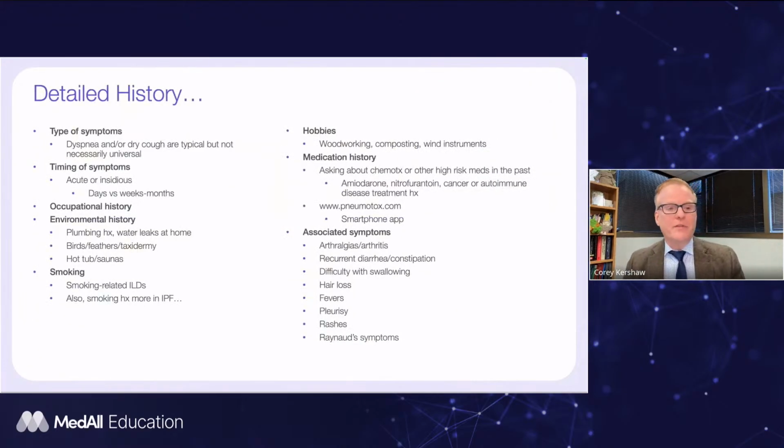When we see a patient for the first time, the most important thing that we do is take a detailed history. We can very often determine the type of ILD the patient has just from taking the story. So these are the things that we have to ask our patients at that first visit. Describe their symptoms. Do they have shortness of breath or cough? Dry cough is typical, but not universal. We have plenty of patients that have productive cough, and that's just the flavor of their disease.